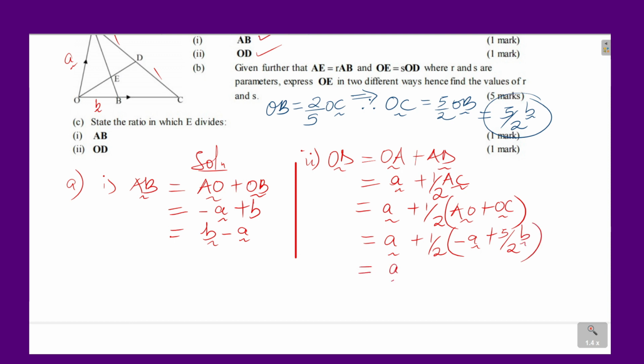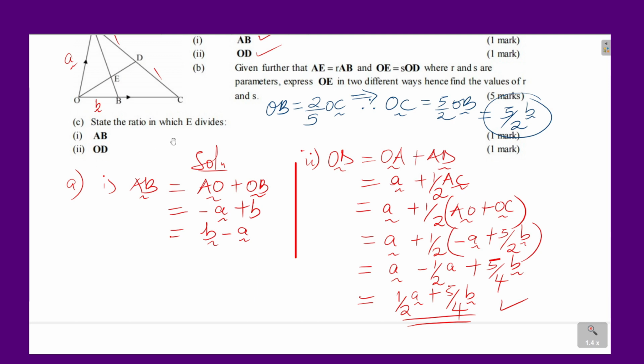Now we can work out this A. So open these brackets. A half times negative A will be negative half A, and then plus a half times 5/2. This will give 5 divided by 4 B. Like terms together: A minus a half A, you get a half A plus 5/4 B. So that is OD. So we're done with that part.